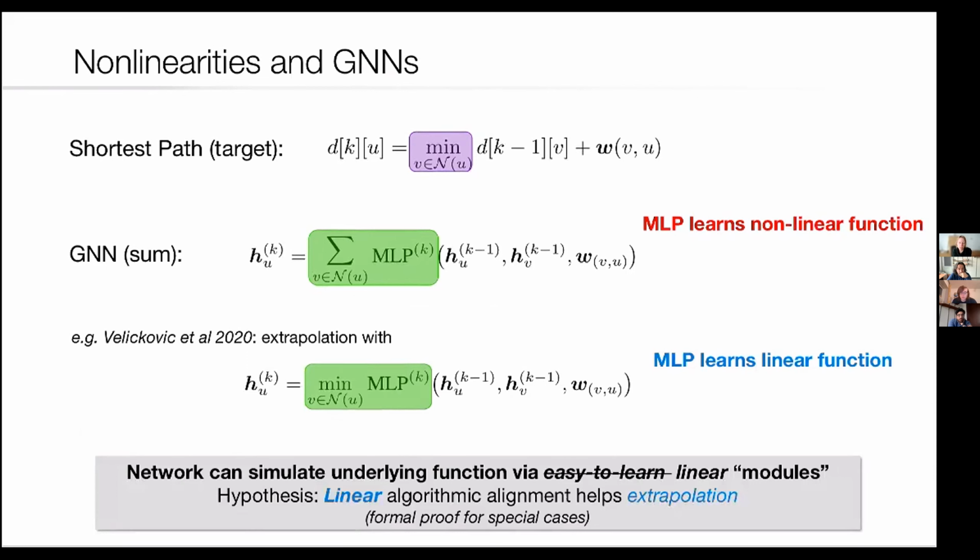So this gives us a modification of our notion of algorithmic alignment. What we said for generalization is that the network needs to mimic the target algorithm by a small number of simple, easy-to-learn functions. Here, what we may actually need is that these functions are not only easy to learn, but actually linear. So we call this a linear algorithmic alignment. And this is the difference between extrapolation and interpolation. For interpolation, you can have nonlinear functions. For extrapolation, you actually need linear functions for it to work.